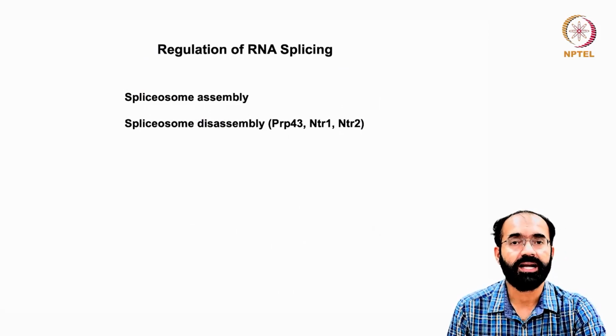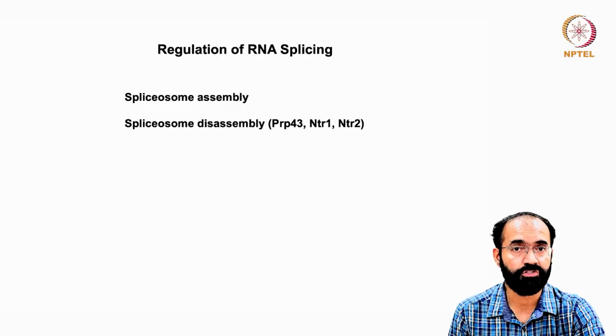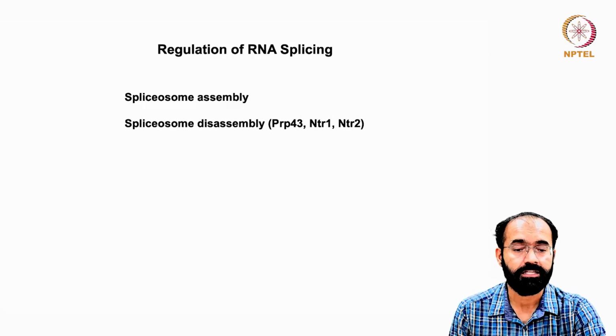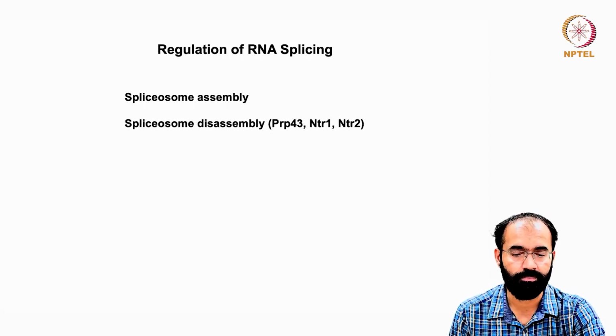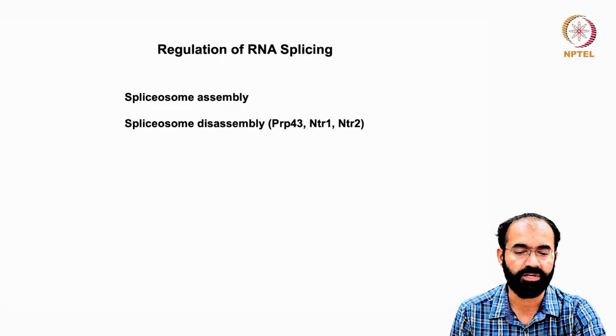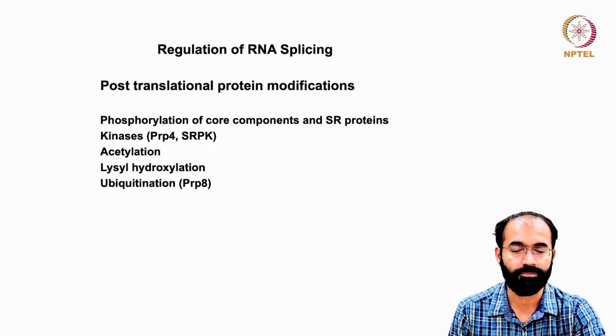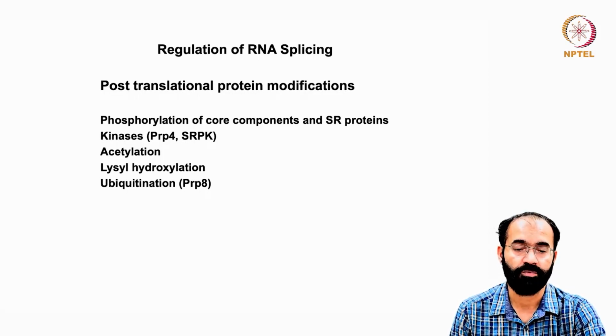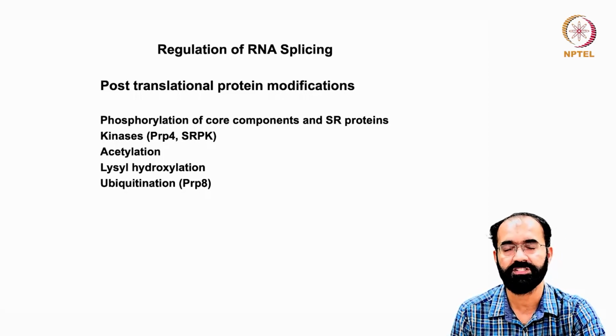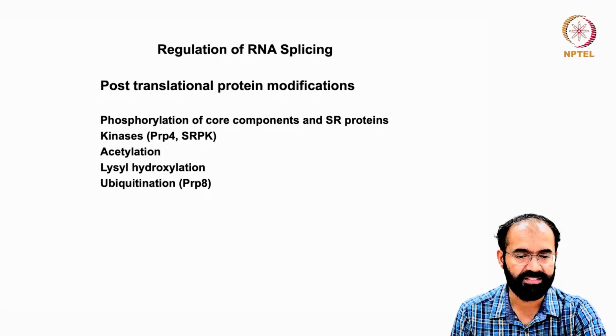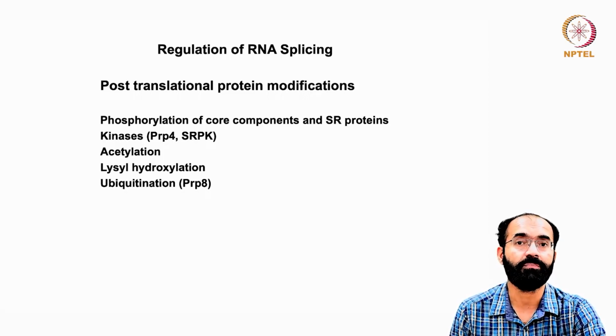So, the regulation of RNA splicing. We know the spliceosome assembly, we have seen it with Sm proteins, the SMN complex, etc. And spliceosomal disassembly is equally important, which is mainly governed by the PRP43, NTR1 and NTR2 proteins. The regulation of RNA splicing involves a lot of proteins, and their post-translational modifications are important for whether they should be part of it. We have seen one example, the SR protein, which binds onto the exons, in the previous class. The phosphorylation of core components.